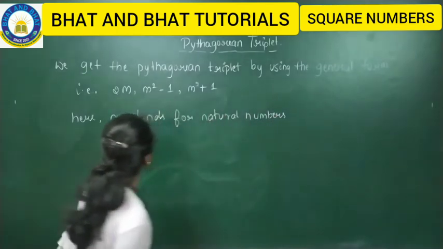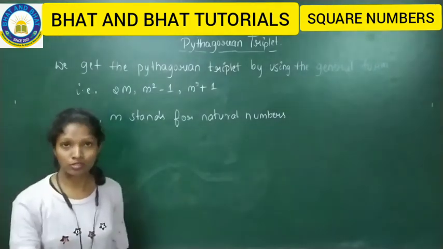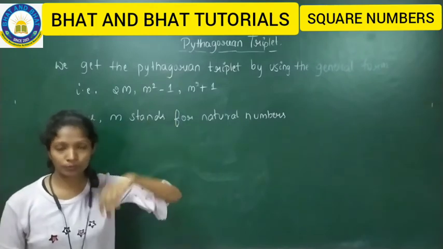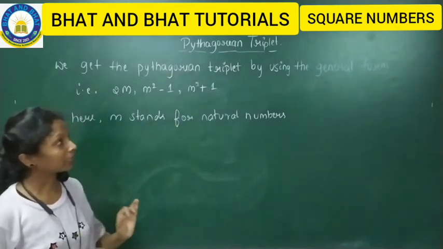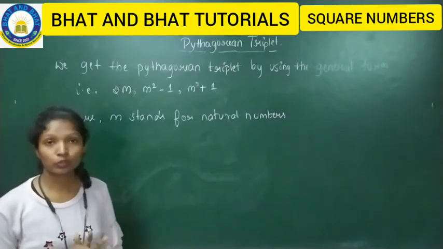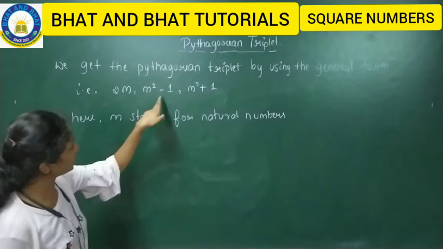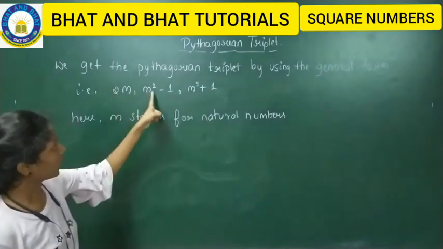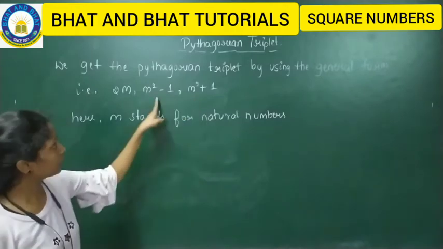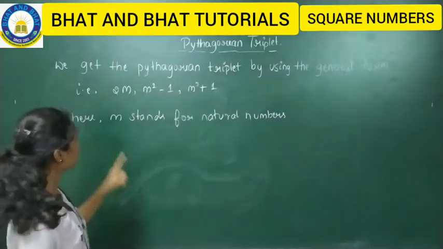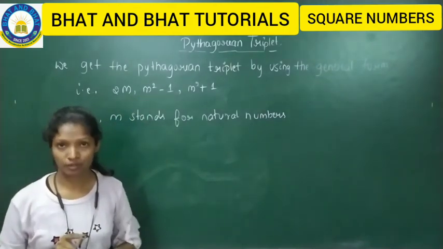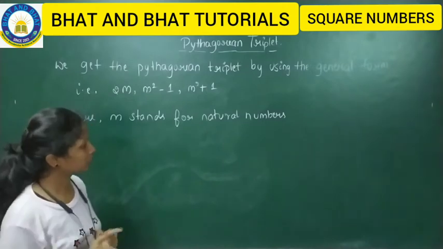Got this? See here, we are going to get the Pythagoras triplet in two forms. If they give three numbers, we follow the old method which we discussed now. But if they give you only one number, I'll teach you how it will be. If they give it in a general form, we usually use this, that is 2m, m square minus 1 and m square plus 1, where three numbers are available here. So what is m? m stands for the natural number. Got this? Now you can copy down.